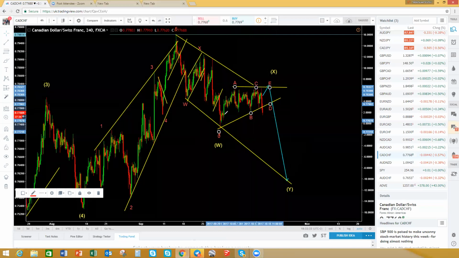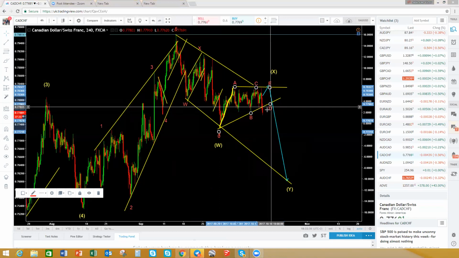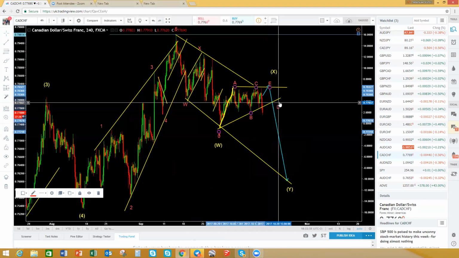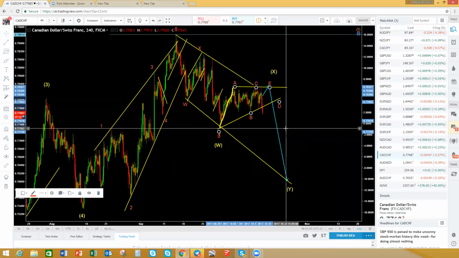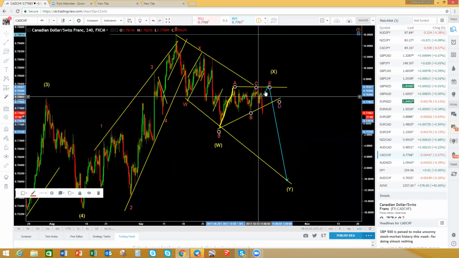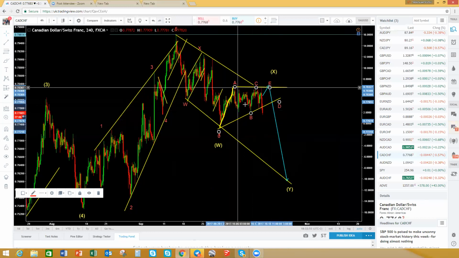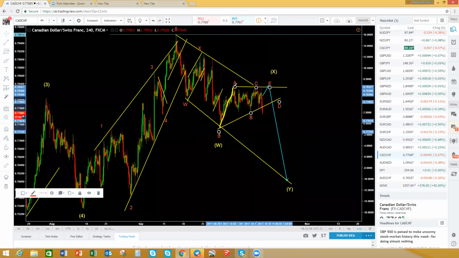So this was before I saw this. This is what I thought was going to happen here. I thought I was going to get a B, C, D here. And you can see right now, D has just been invalidated, which means my triangle idea has now been invalidated. But then if it is invalidated, what am I then looking for? Okay, so now I was looking for this as a pullback, 1, 2, 3. Now we look at this as 3 waves, like that. Okay, now we are getting there.